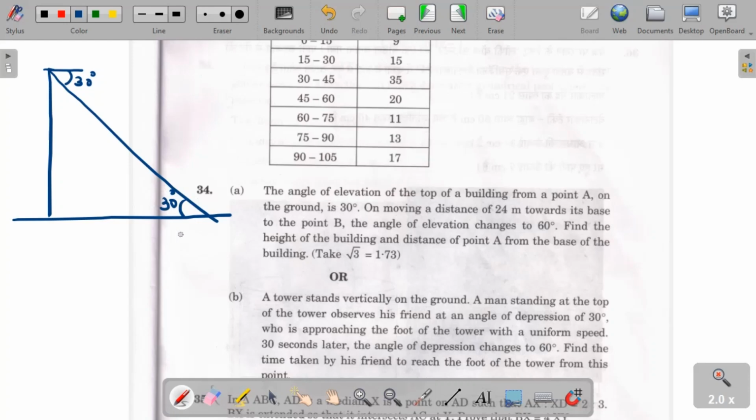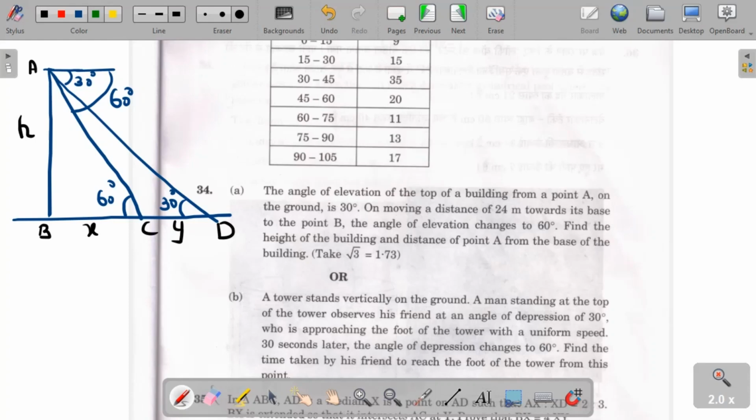Who is approaching the foot of the tower with a uniform speed. So the distance this friend travels is at a uniform speed. 30 seconds later, the angle of depression changes to 60 degree. So I'm going to mark a particular point here, and remember to mark the angle of depression. So this is 60 degrees. Now I'm going to mark all the vertices. So this I'm marking as A, B, C, and D. And let's mark the variable for this. AB is h, BC I'm marking as x, CD is going to be marked as y.